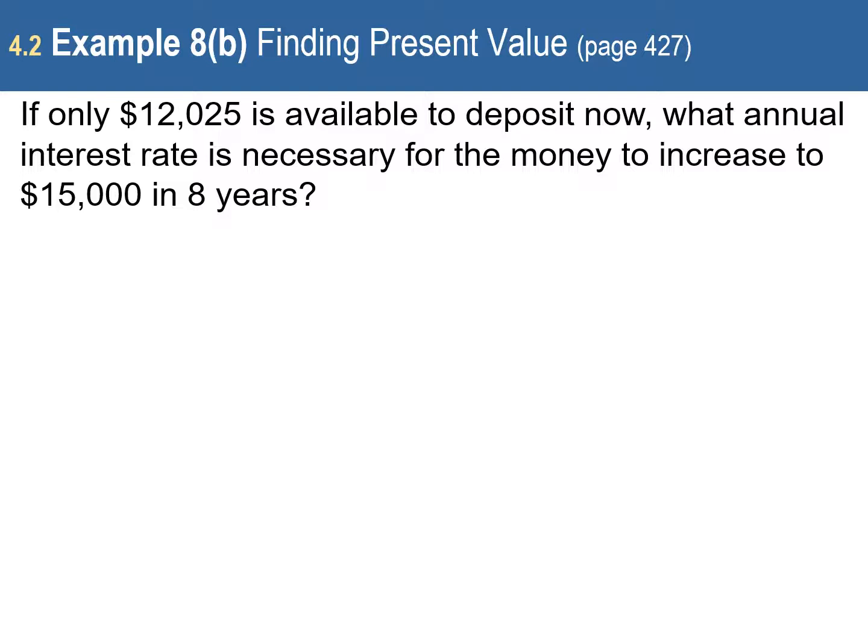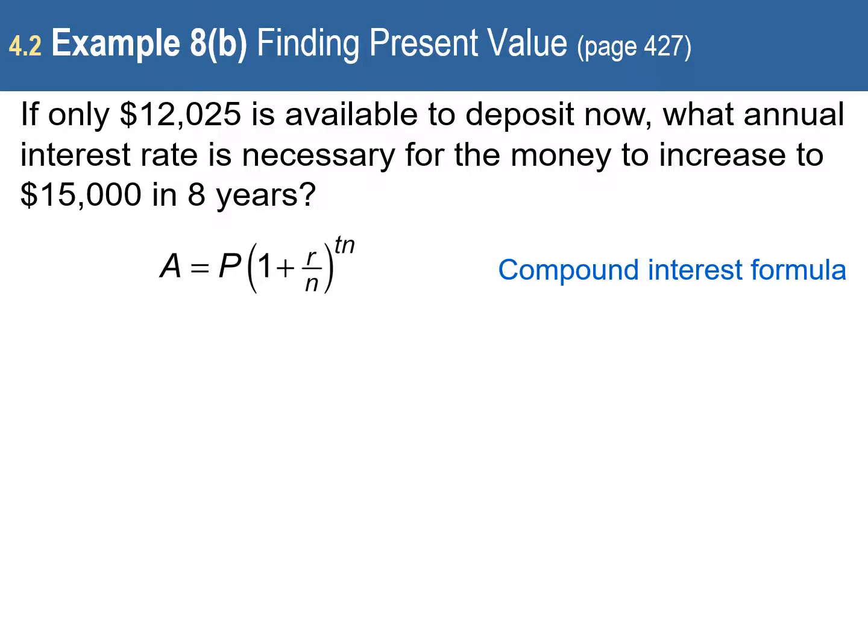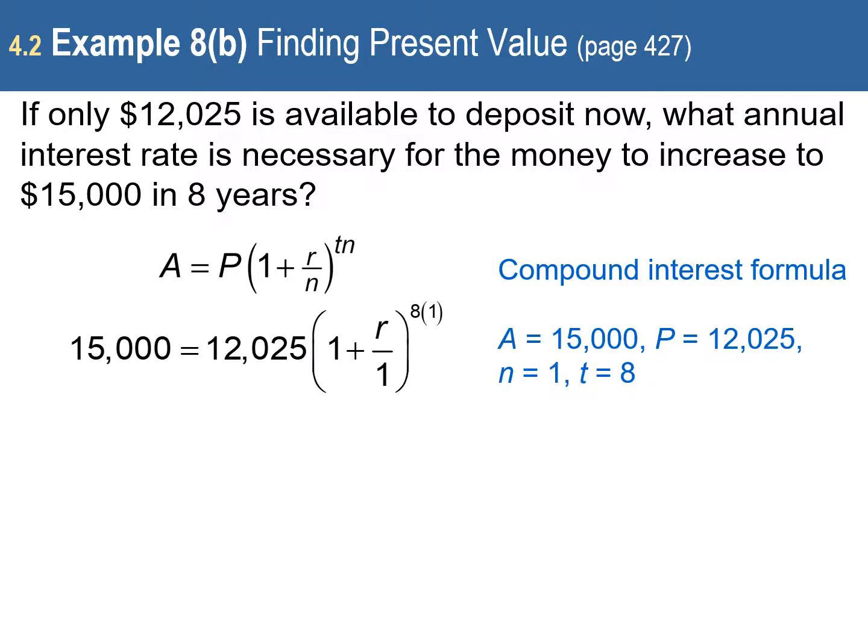Now, if only 1,202.5 is available to deposit now, what annual interest rate is needed for the money to increase to 1,500 in 8 years? Again, you go to your compound interest formula. Your principal is 1,202.5. And again, this is a calculator problem where you have to solve this for R. We're going to go into other methods for solving for R when we do logarithms, so don't stress too much about this one.